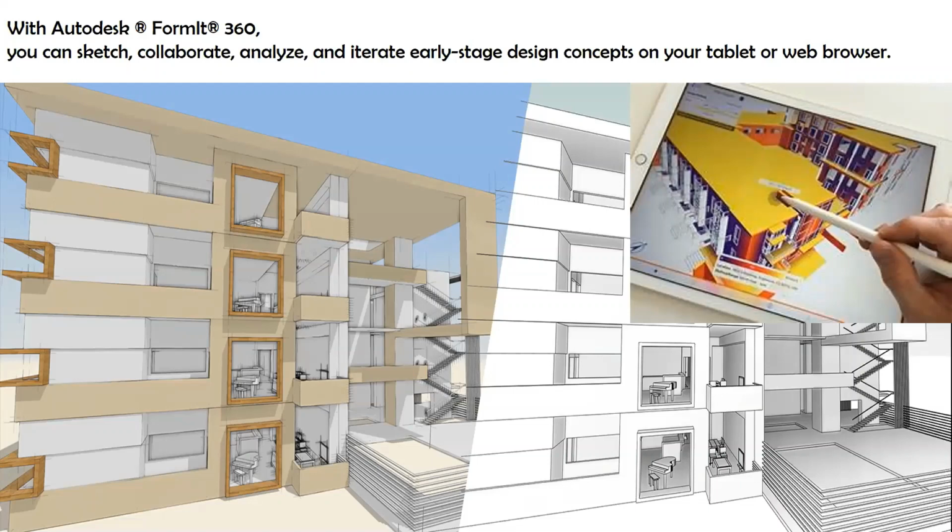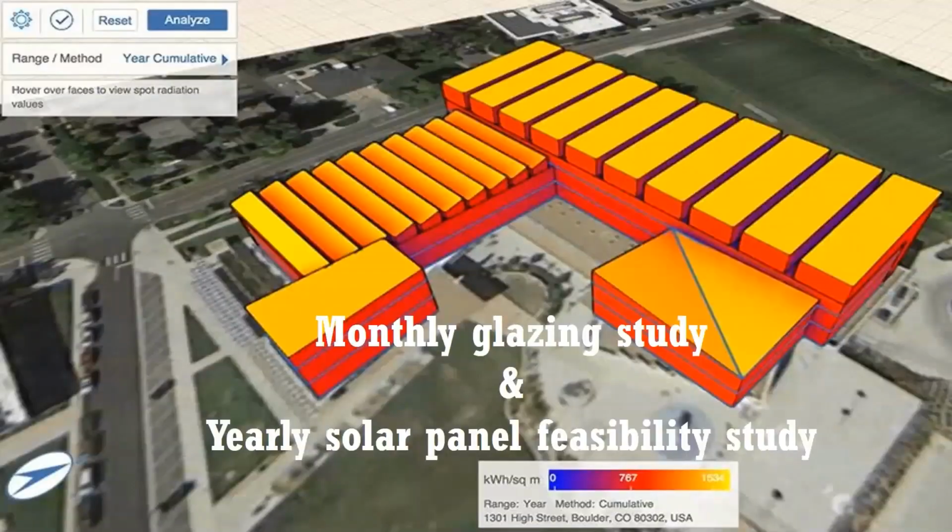And also we can use energy analysis at a conceptual level. We can only propose materials. Okay, it won't be adopting the material properties, but we can propose certain materials on the faces, and depending upon that, we can perform an initial level energy analysis, and also a monthly glazing study and a yearly solar panel feasibility study.